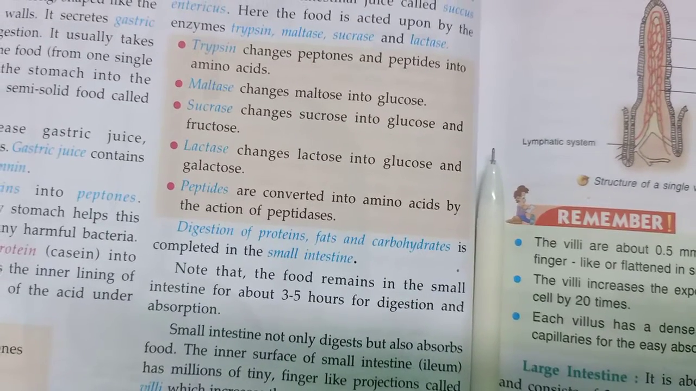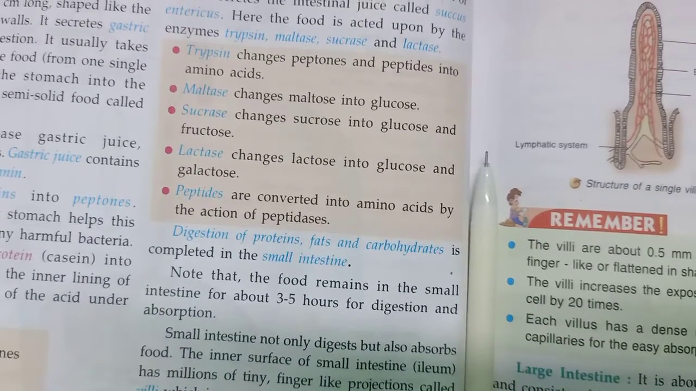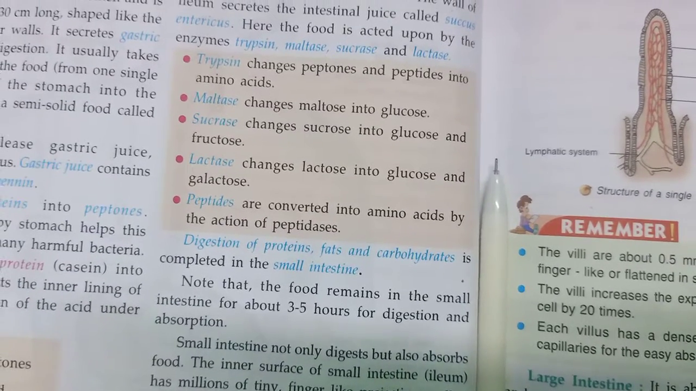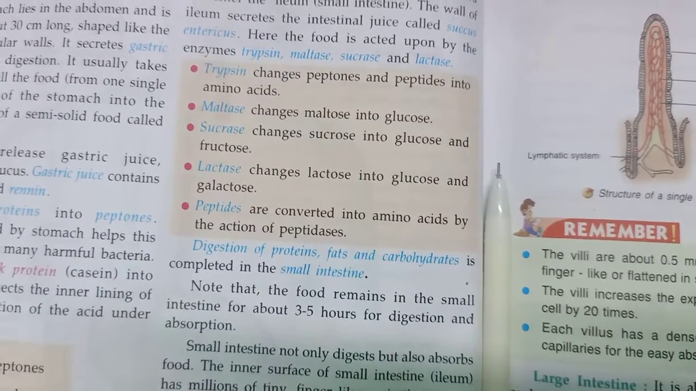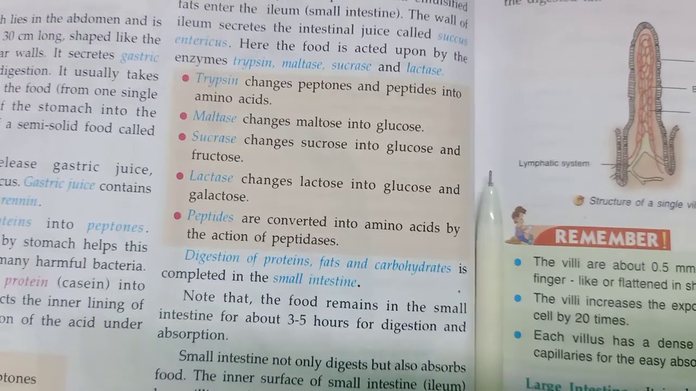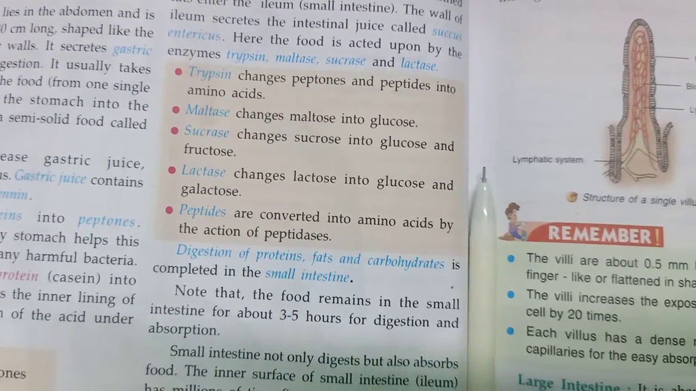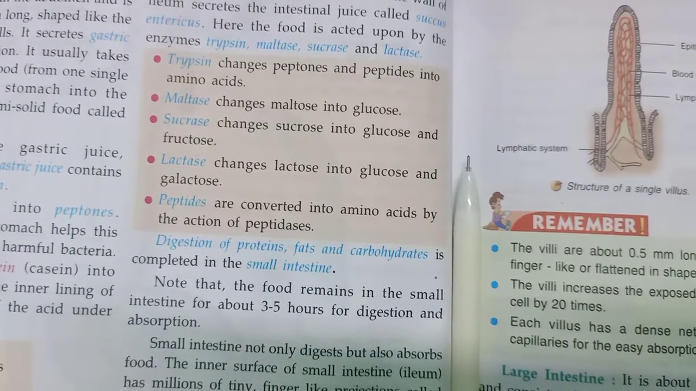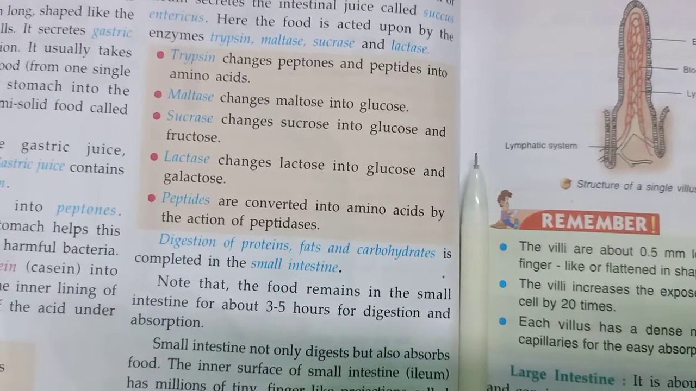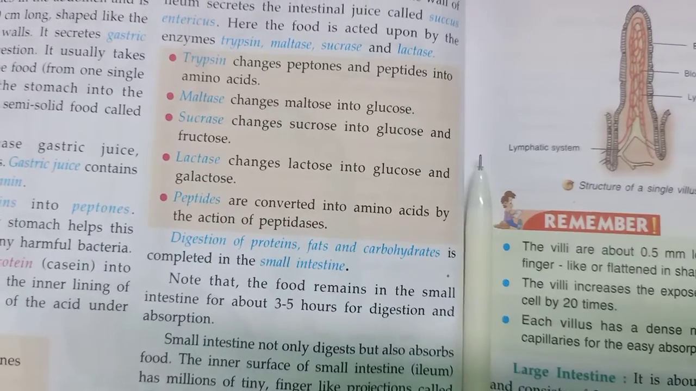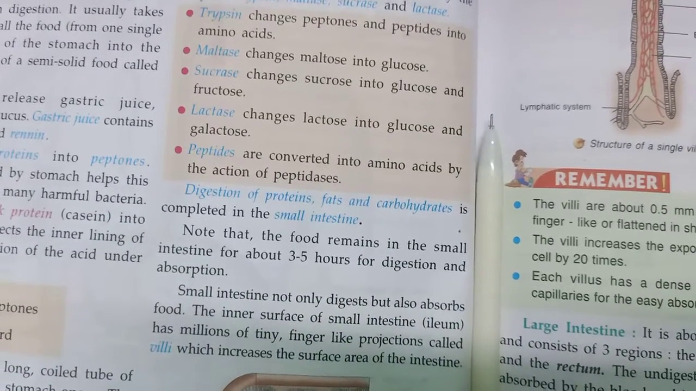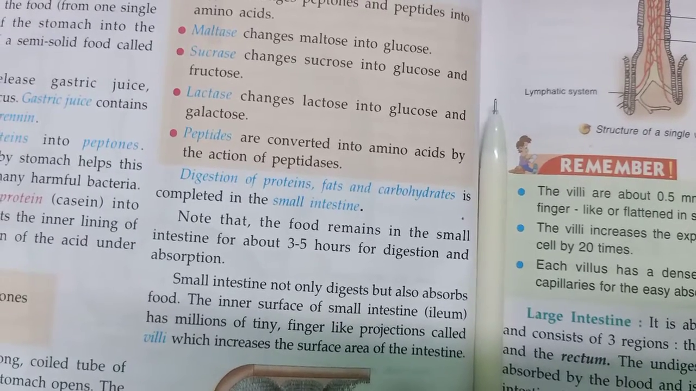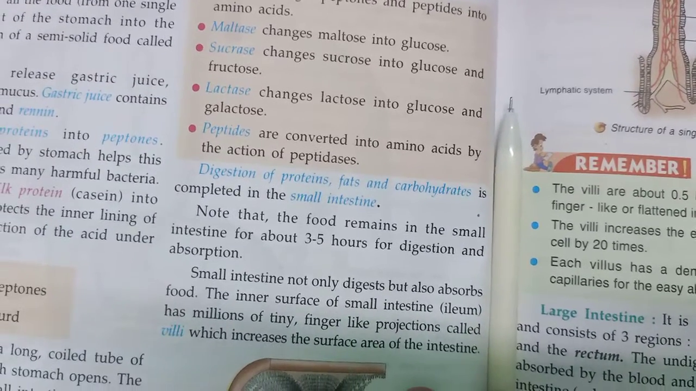Then peptides are converted into amino acids by the action of peptidases. So these are certain enzymes which are responsible for the changes of certain foods and for the digestion of food. Now, digestion of proteins, fats, and carbohydrates is completed in the small intestine only. Note that the food remains in the small intestine for about 3 to 5 hours for digestion and absorption.